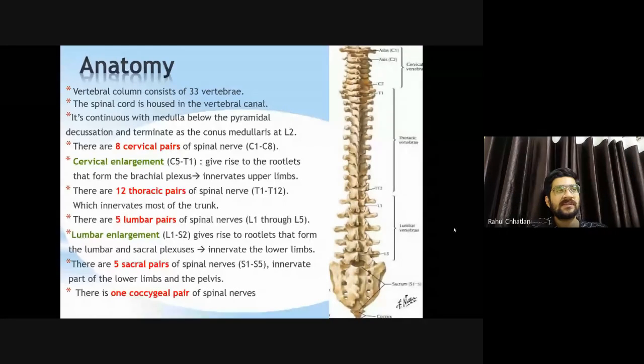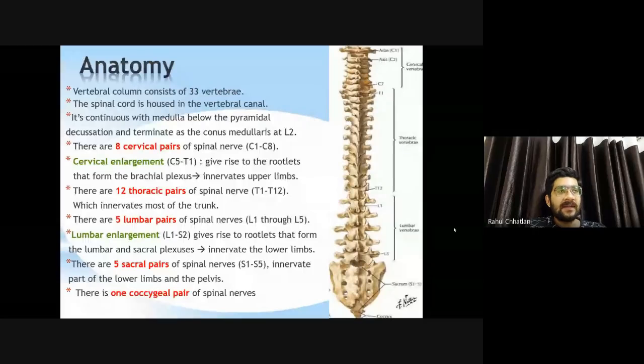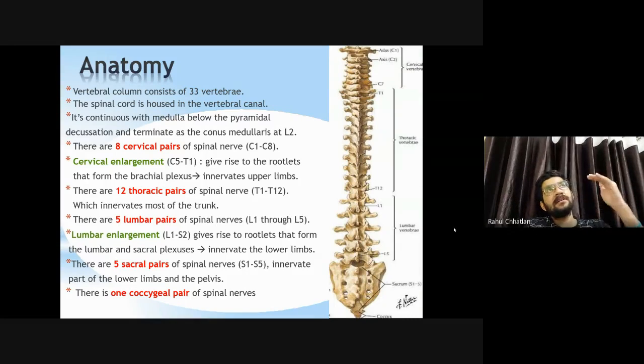There are 12 thoracic pairs of spinal nerves, that is T1 to T12, which innervate most of the trunk. Specifically, they innervate the trunk region with sensory supply as well as the intercostal muscles, that is accessory muscles of respiration. There are 5 lumbar pairs of spinal nerves, L1 through L5. Lumbar enlargement L1 to S2 gives rise to the rootlets of the lumbar and sacral plexus, innervating the lower limb. So L1, L2, L3, L4, L5, S1 and S2.